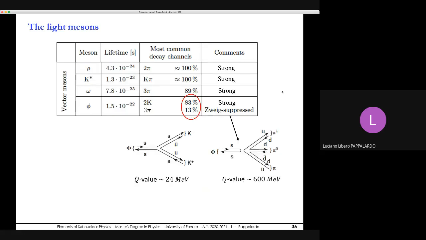So in which sense is it suppressed? The two main decay modes of the phi meson are two kaons or three pions, and these are essentially the diagrams for these decays.